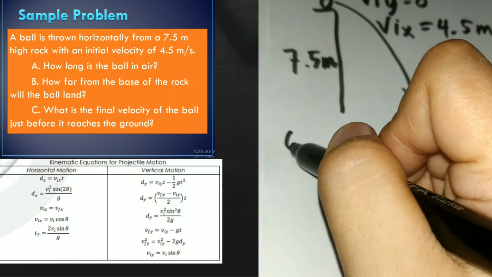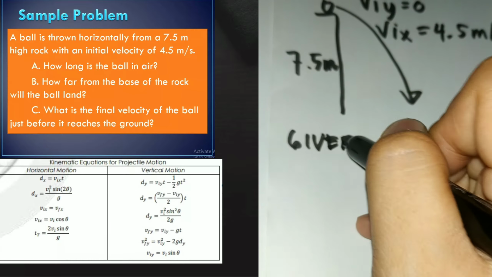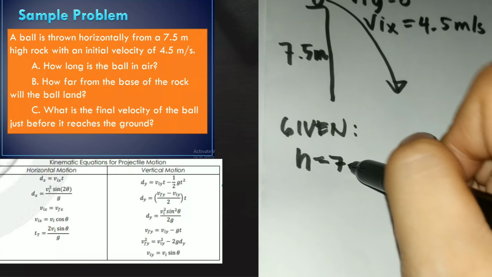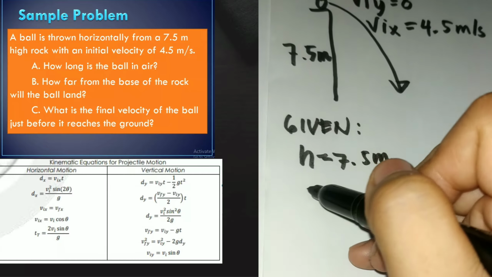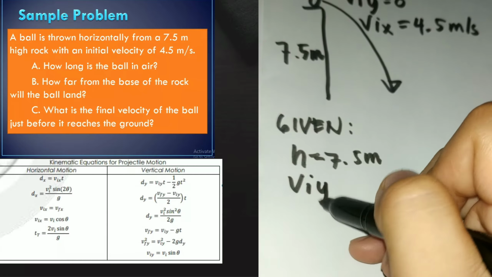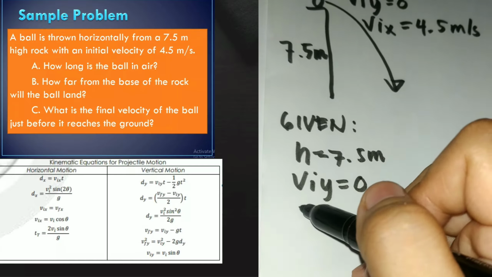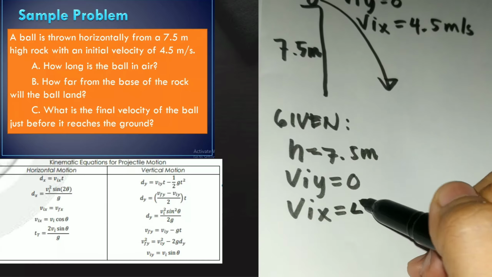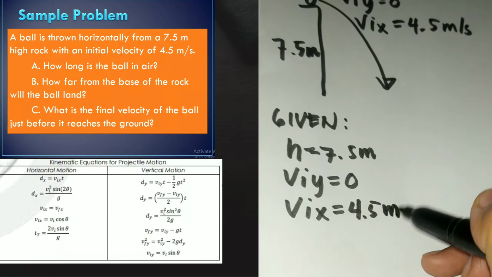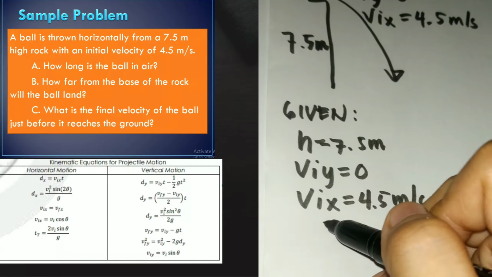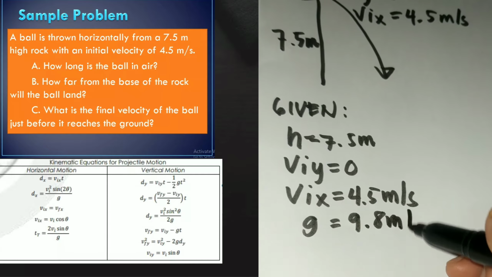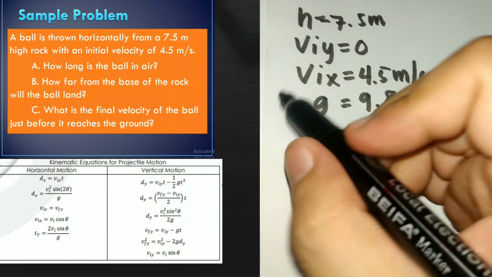Let us identify the given. We have height is 7.5 meters. Your initial velocity along the vertical is 0. Your initial velocity along the horizontal is 4.5 meters per second. And your g is 9.8 meters per second squared.